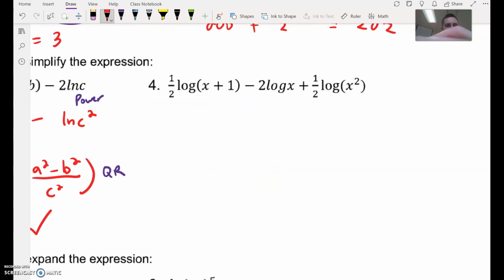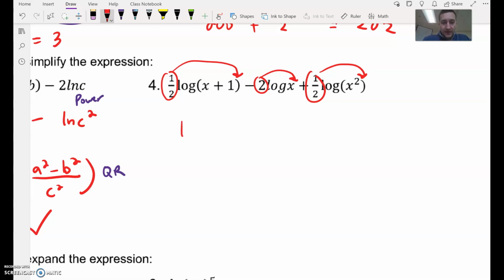Next problem. You're just learning by examples here. I see this in front. I'm going to move it up here. I see this 2. I'm going to move it up here. I see this half. I'm going to move it up here. Do you remember what 1/2 as an exponent is? Remember, it's the same thing as a radical, as a square root.